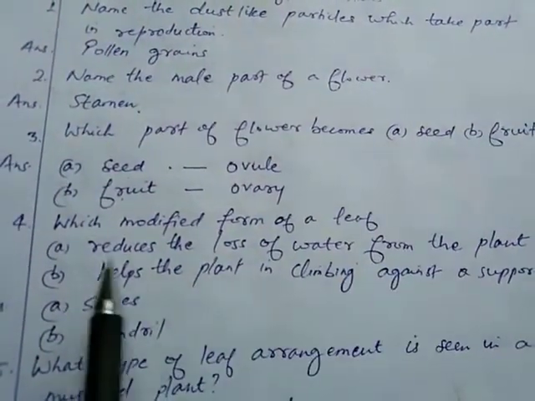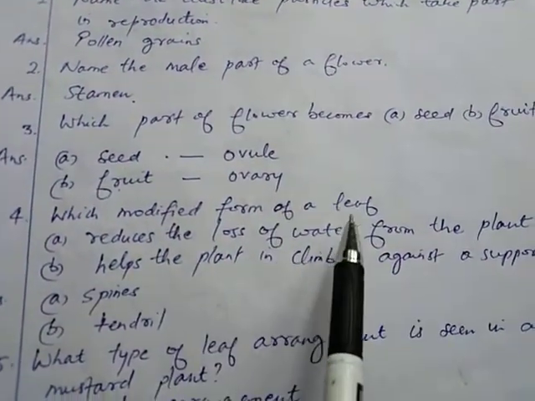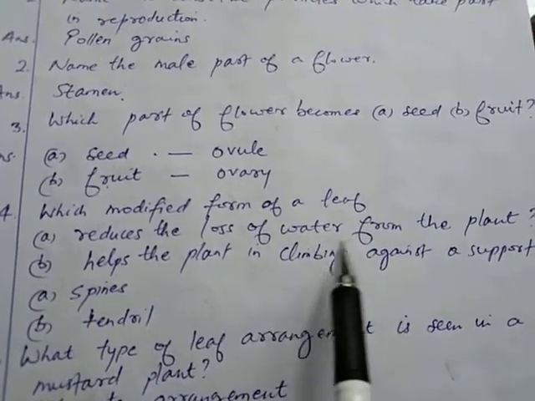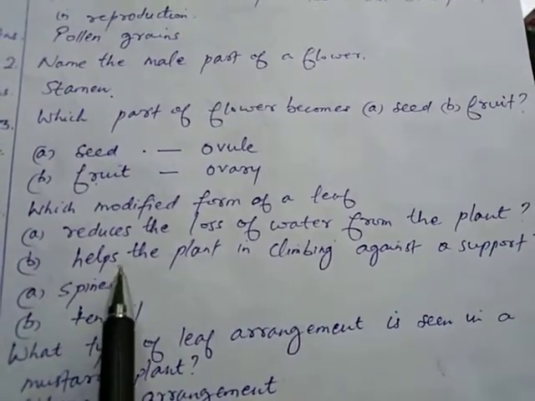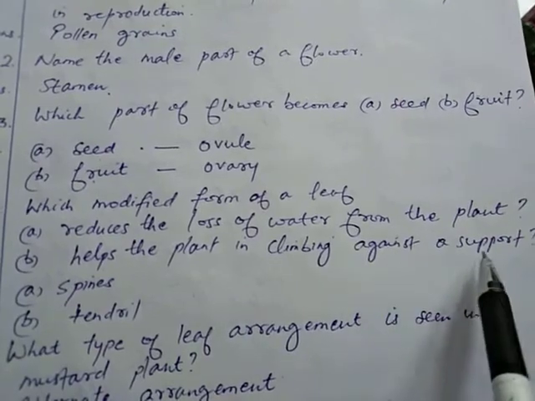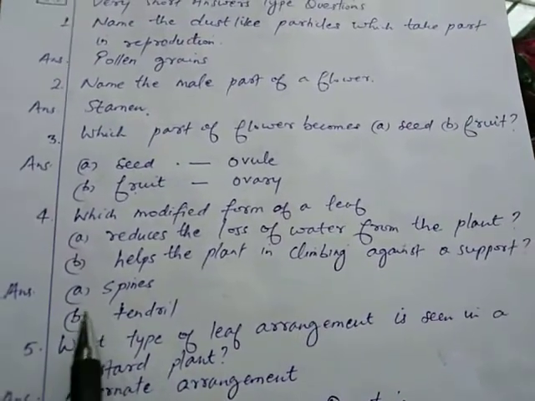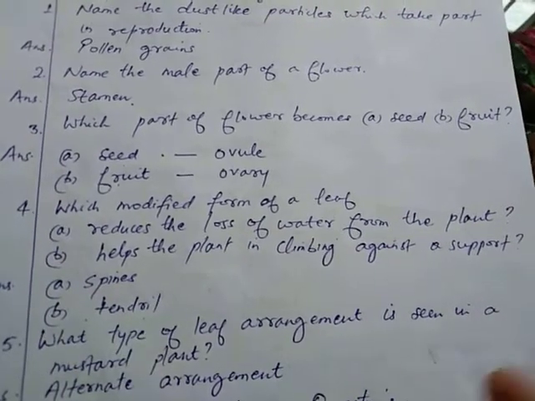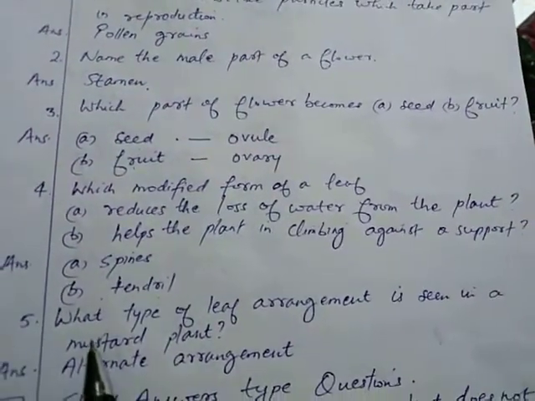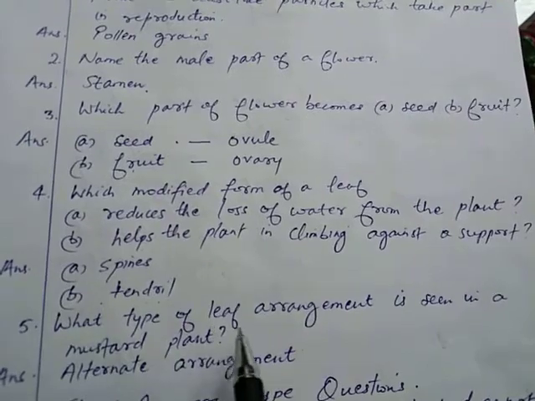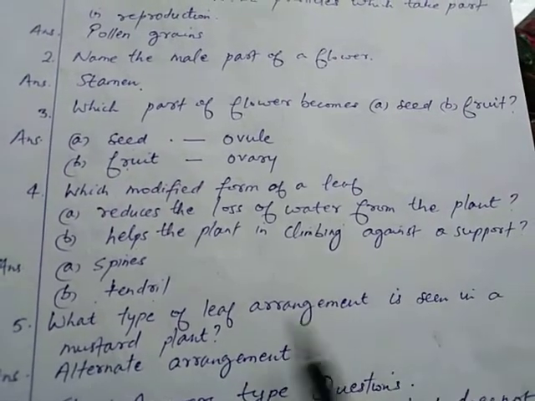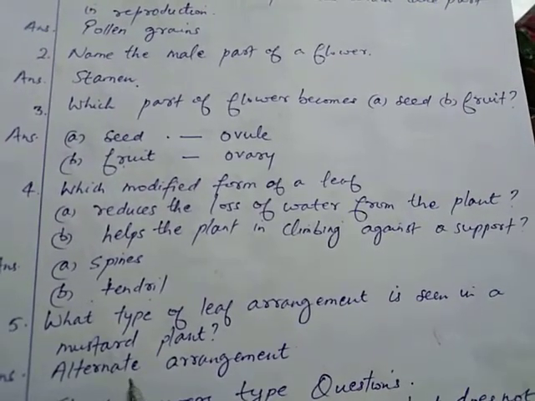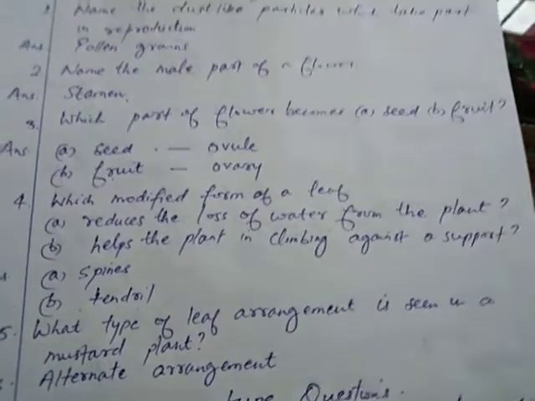Fourth question is: which modified form of a leaf (A) reduces the loss of water from the plant, (B) helps the plant in climbing against a support? For A the answer is spines, and for B the answer is tendril. Fifth question is: what type of leaf arrangement is seen in the mustard plant? It is alternate arrangement.